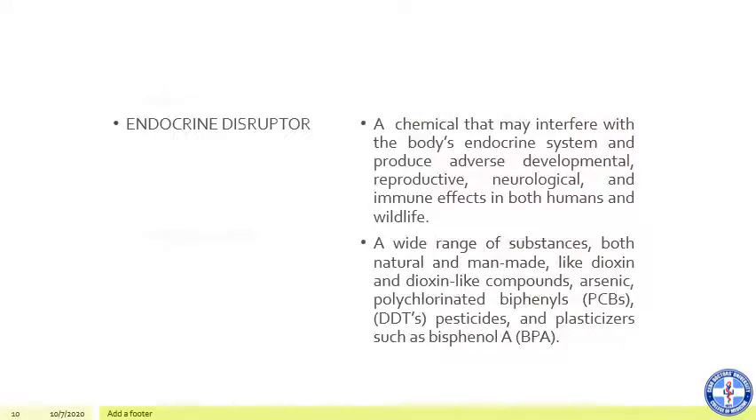Lastly, we have endocrine disruptor, a chemical that may interfere with the body's endocrine system and produce adverse developmental, reproductive, neurological, and immune effects in both humans and wildlife. A wide range of substances, both natural and man-made, like dioxin and dioxin-like compounds. We have arsenic, polychlorinated biphenyls, DDTs, pesticides, and plasticizers such as bisphenol A or BPA. We will dig deeper into those chemicals as we proceed with the lecture.